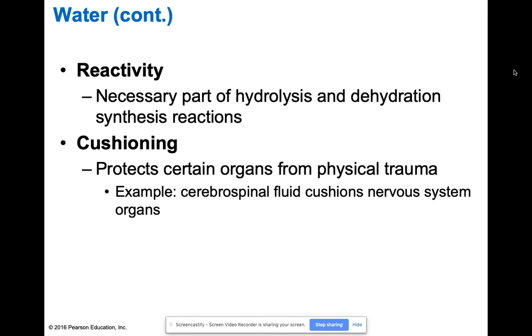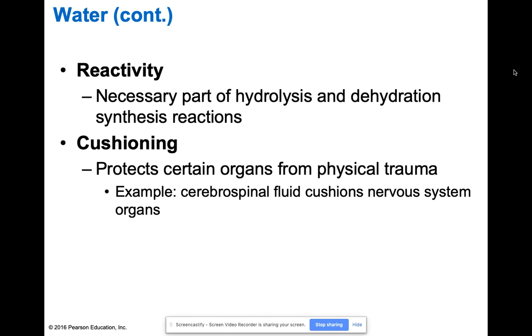Water is also reactive. So it's part of hydrolytic and dehydration synthesis reactions. So hydrolysis means to break with water, and dehydration synthesis means to join together, removing water. So these are the two different types of reactions that help us build or break molecules, and we need water to do both of them. And our body uses these types of reactions for almost everything.